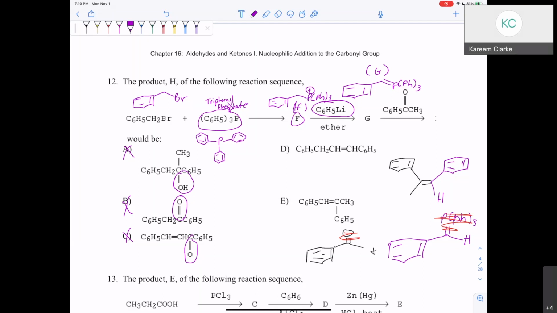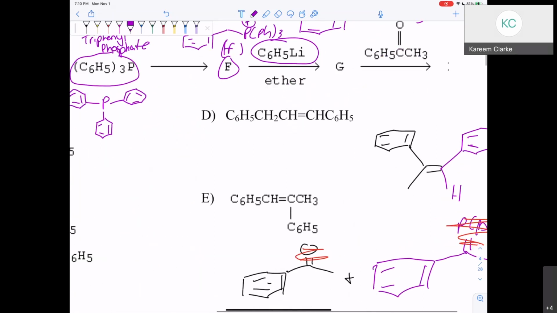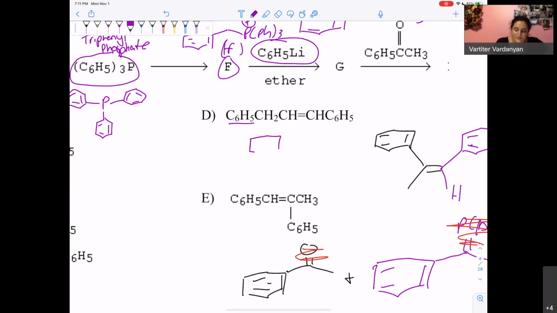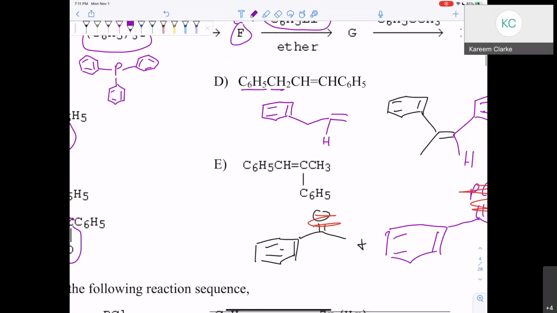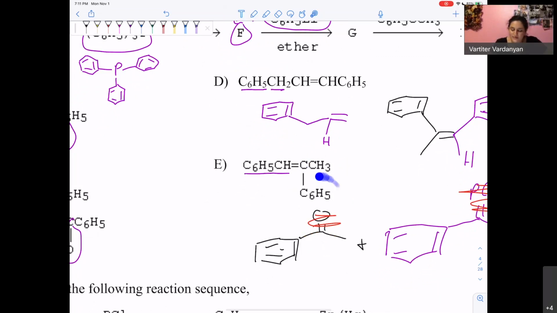Let me check E. Ooh, are we sure? Because this is what D is telling us. It says C6H5, that's attached to a CH2, which is attached to a CH, and that C is double bonded. I see it. Yeah, so it's a tricky one. Versus this one shows you CH3CH, which is this side, and then the CH3 C6H5, that would be this side.